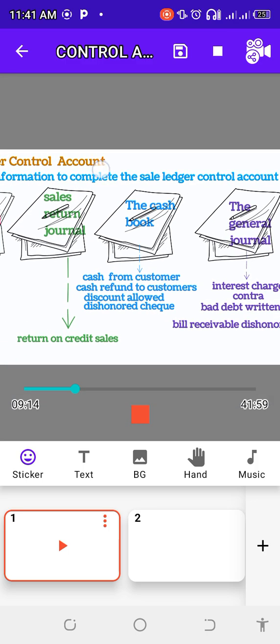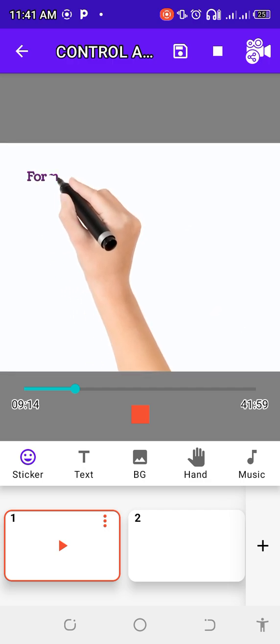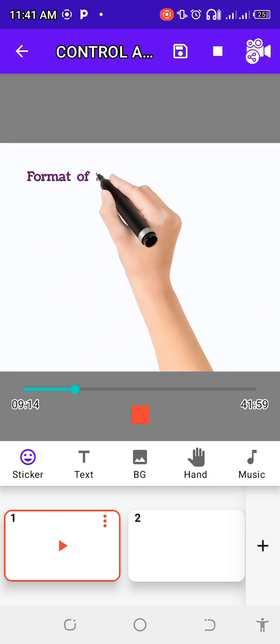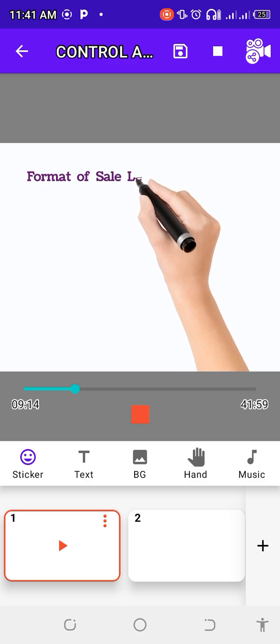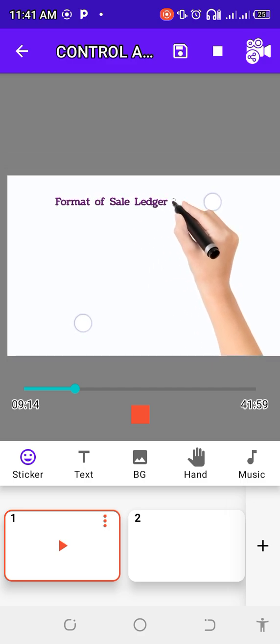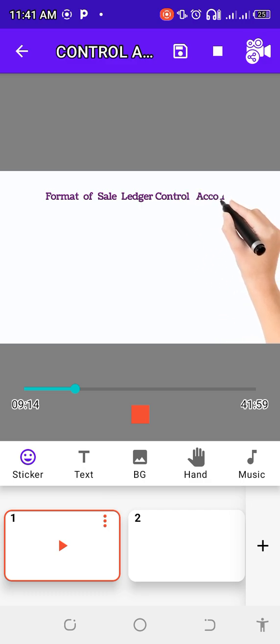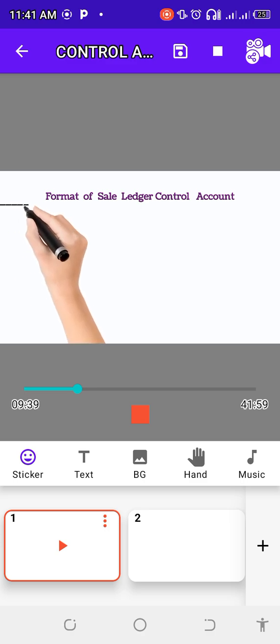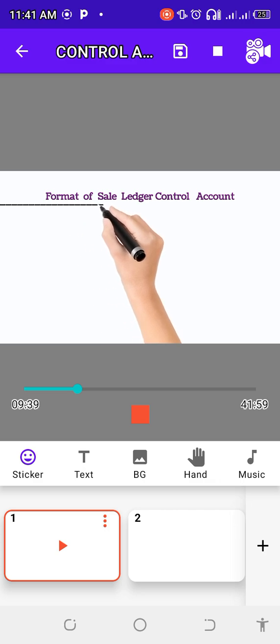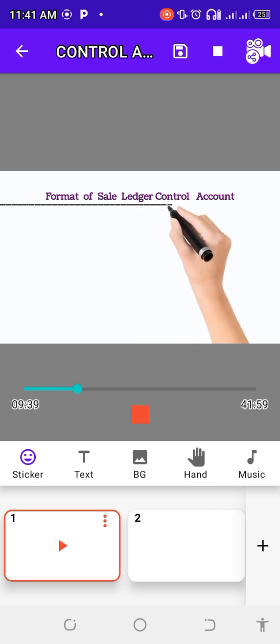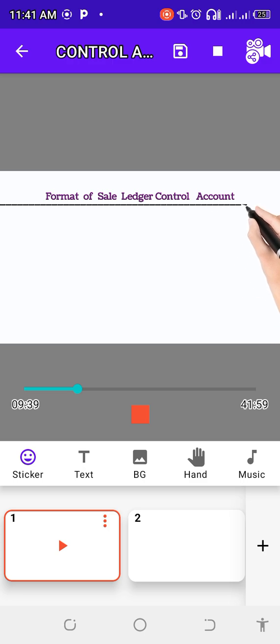Now, all these items mentioned are items that are to be recorded in the sales ledger control account. For instance, credit sales, return inwards, cash received, cash paid, refunds, and dishonored checks. All these are items for the sales ledger control account.